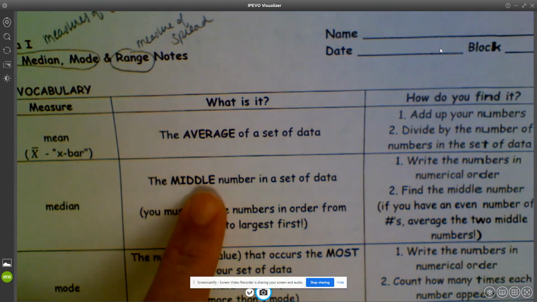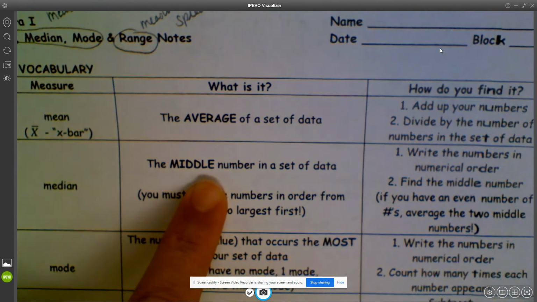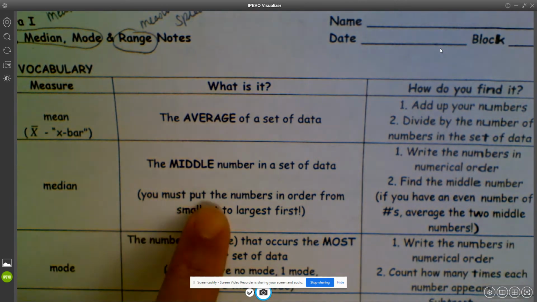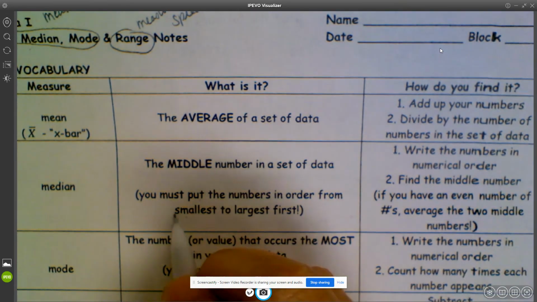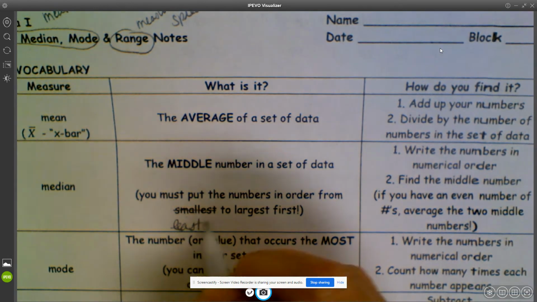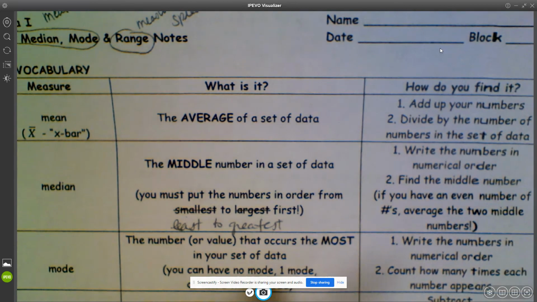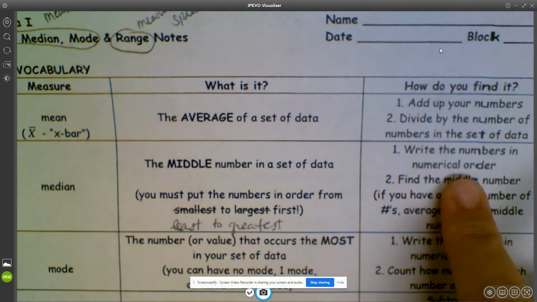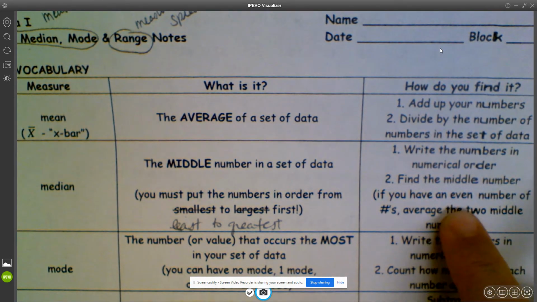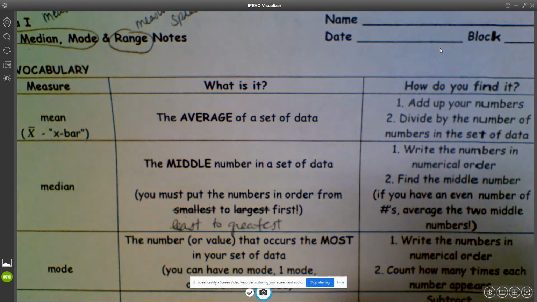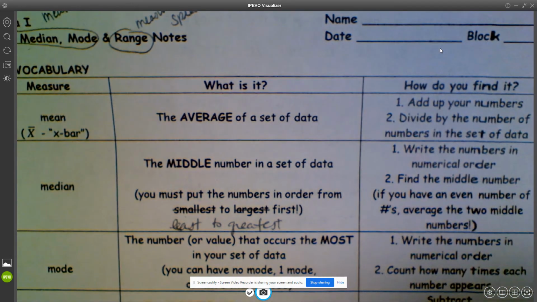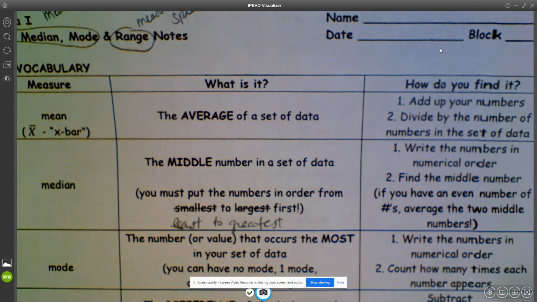The median is the middle number in a set of data. The thing to remember is you must put the data in order from least to greatest. Put the numbers in order and find the middle number. If you have an even number of numbers, there are going to be two middle numbers, so you actually have to add up those two numbers and divide by 2.